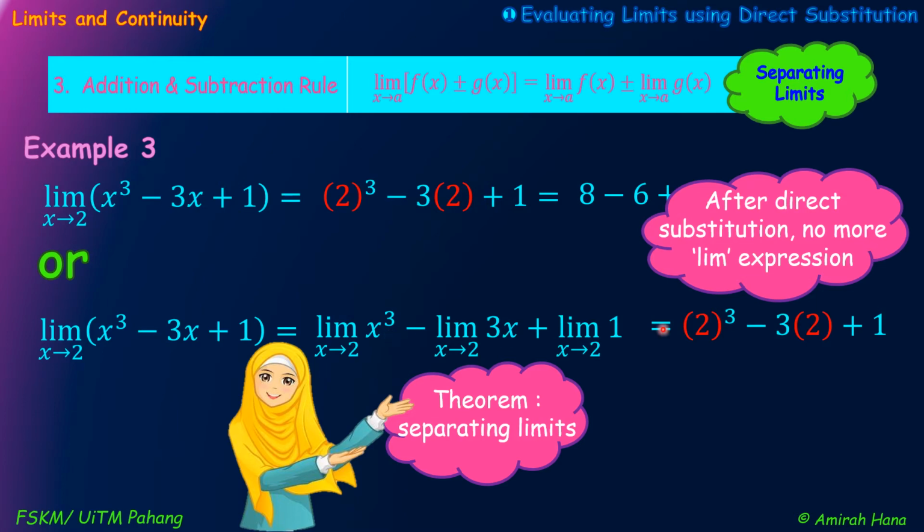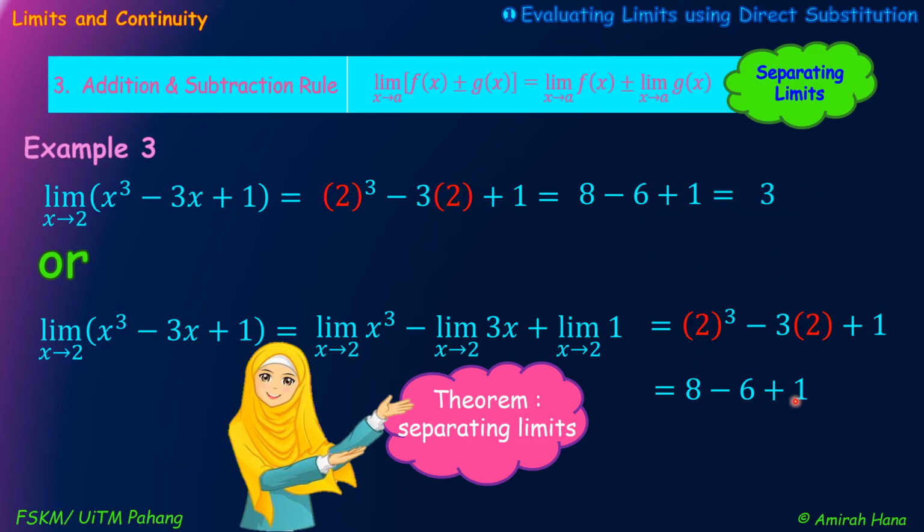So after we substitute 2 into whatever x, we get this. And remember, after we use direct substitution, there is no more limit expression. Then we simplify, so we get 8 minus 6 plus 1, and then equals 3. We get the same answer. So you can use this method or this method.